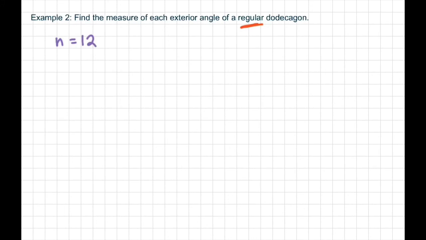So if I'm going to use the polygon exterior angle sum theorem, I already know that the sum is 360 on the outside. That's for every single polygon. The sum is always going to be 360 for the outside. Then I'm going to divide it by 12, since all the angles are going to be exactly the same. When I take 360 and divide it by 12, I get 30. So each measure on the outside of a regular dodecagon is 30 degrees.